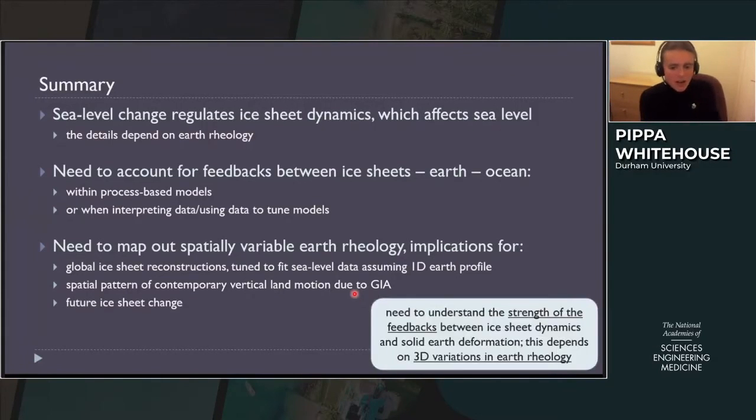So I'll just show here, to close my take home message, that to be able to predict future sea level change, we need to understand the strength of the feedbacks between ice sheets and solid Earth deformation. And we know that this depends on variations in Earth rheology. Thank you.